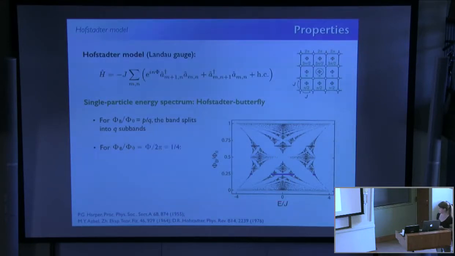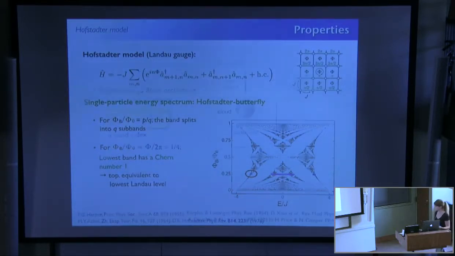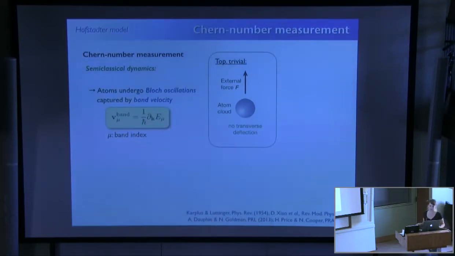So this is the energy of the lowest tight binding band, and this is the flux that is piercing one unit cell in the lattice. And the lowest band here has a Chern number of 1 and is topologically equivalent to the lowest Landau level. Now if we go here to lower magnetic fields, we reach the continuum limit where you see the Landau levels more or less equally spaced in the lower part of the Hofstadter model. Okay, so what's the strategy of extracting the Chern number from our experimental measurements? The idea is that we apply an external force to our atomic cloud.